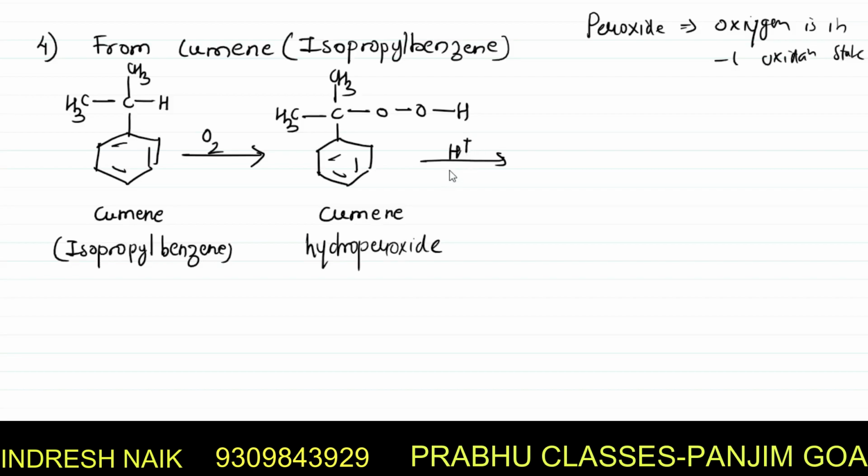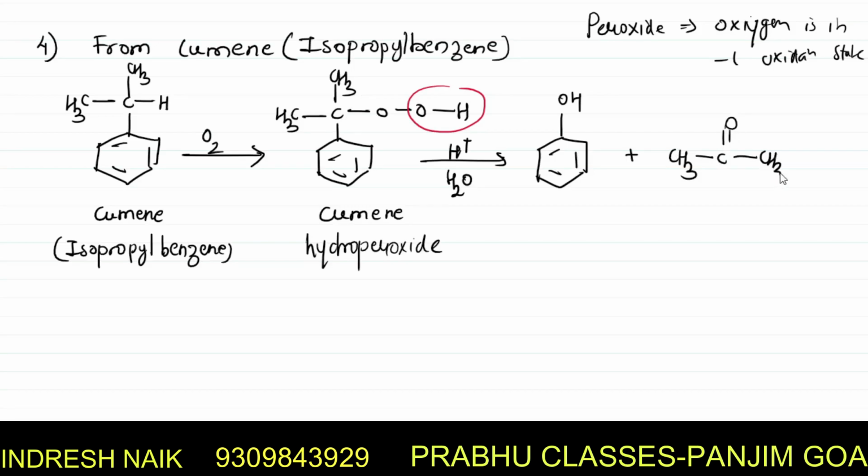acid hydrolysis. Hydrolysis means breaking of bonds using water. So in this case, what you get is phenol. You can relate this OH and this. The other product you get is a ketone, that is CH3 C double bond O CH3. That is acetone you are going to get. So the main product is phenol, and the other is acetone.